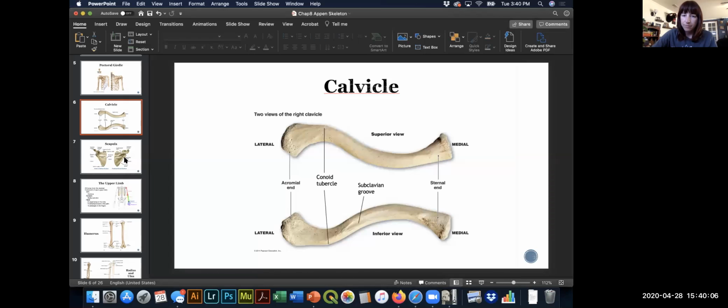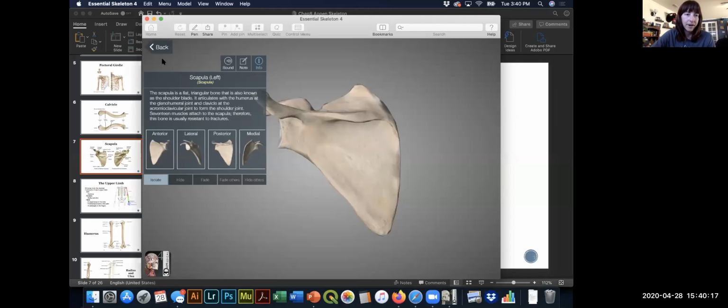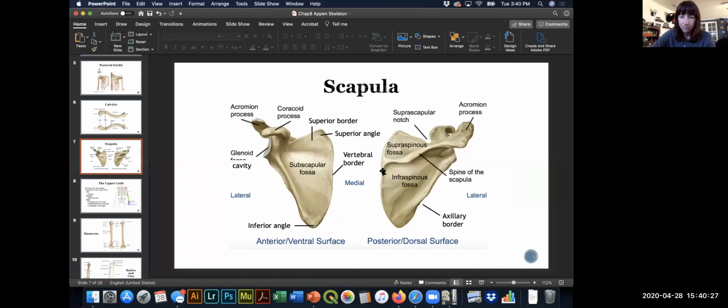So the vertebral border is that medial border because it's close to your vertebrae, right? Medial vertebral border right there. This over here, the axillary border, on this one and over here on this one.